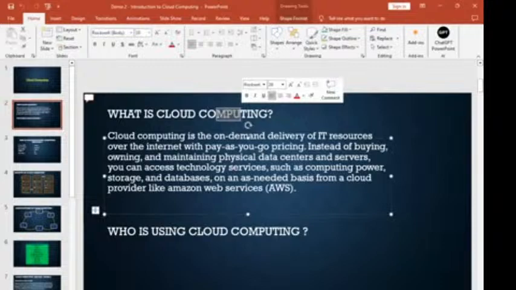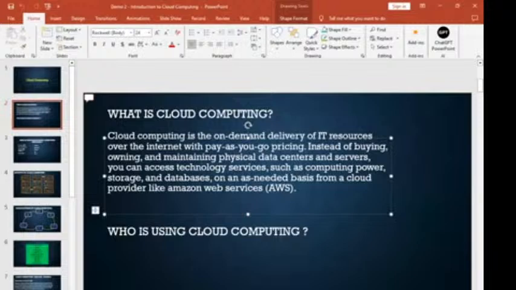See, on-demand delivery means whatever you need, they are ready to provide those resources to you. Like if you know how to use your computer graphically, I repeat, practicals will be similar in AWS and Azure and all those things. It's a graphical presentation. A company like AWS, Amazon Web Services, they also provide graphical resources to you.